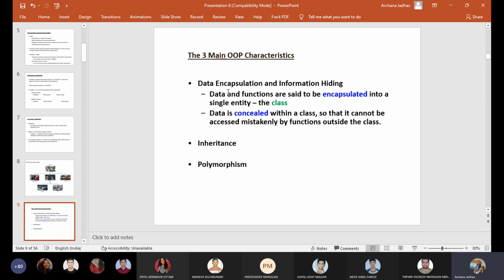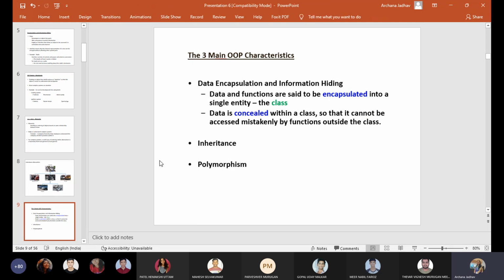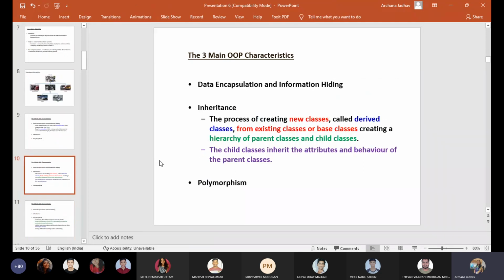So when you are talking about encapsulation and information hiding, data and functions are said to be encapsulated into a single entity, which is called a class. So data is concealed within a class so that it cannot be accessed mistakenly by functions outside the class. That is what you will be doing. You will be implementing abstraction also and information hiding also. Then inheritance, just now I have told you about inheritance. Now the next concept is we will learn about polymorphism. What is polymorphism? Now what do you mean by poly?